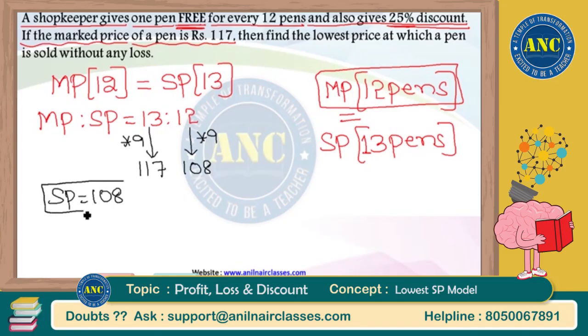I actually was supposed to sell you at 108 rupees. But I also agreed to give you 25% extra discount. It is also given in the question. Then find the lowest price at which a pen is sold without a loss. That means, can I say that I also want to give you 25% discount, which is 1/4. That means, can I say that initially what I thought of selling you is for 4 rupees.